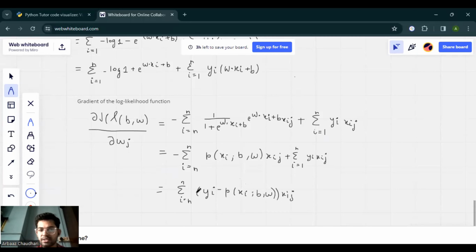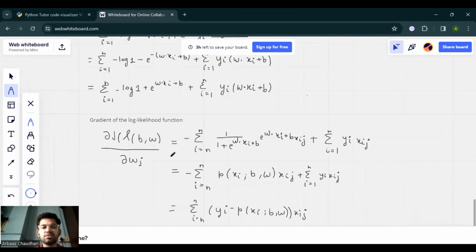In the next line, the minus that was there came inside. So yi minus the probability of this thing, p of xi, comma, bias and weight, comma, xij. Because xij is common, it is written one time, along with the difference, which is written in the bracket. So this is how the researchers have applied the gradient of the log likelihood function.